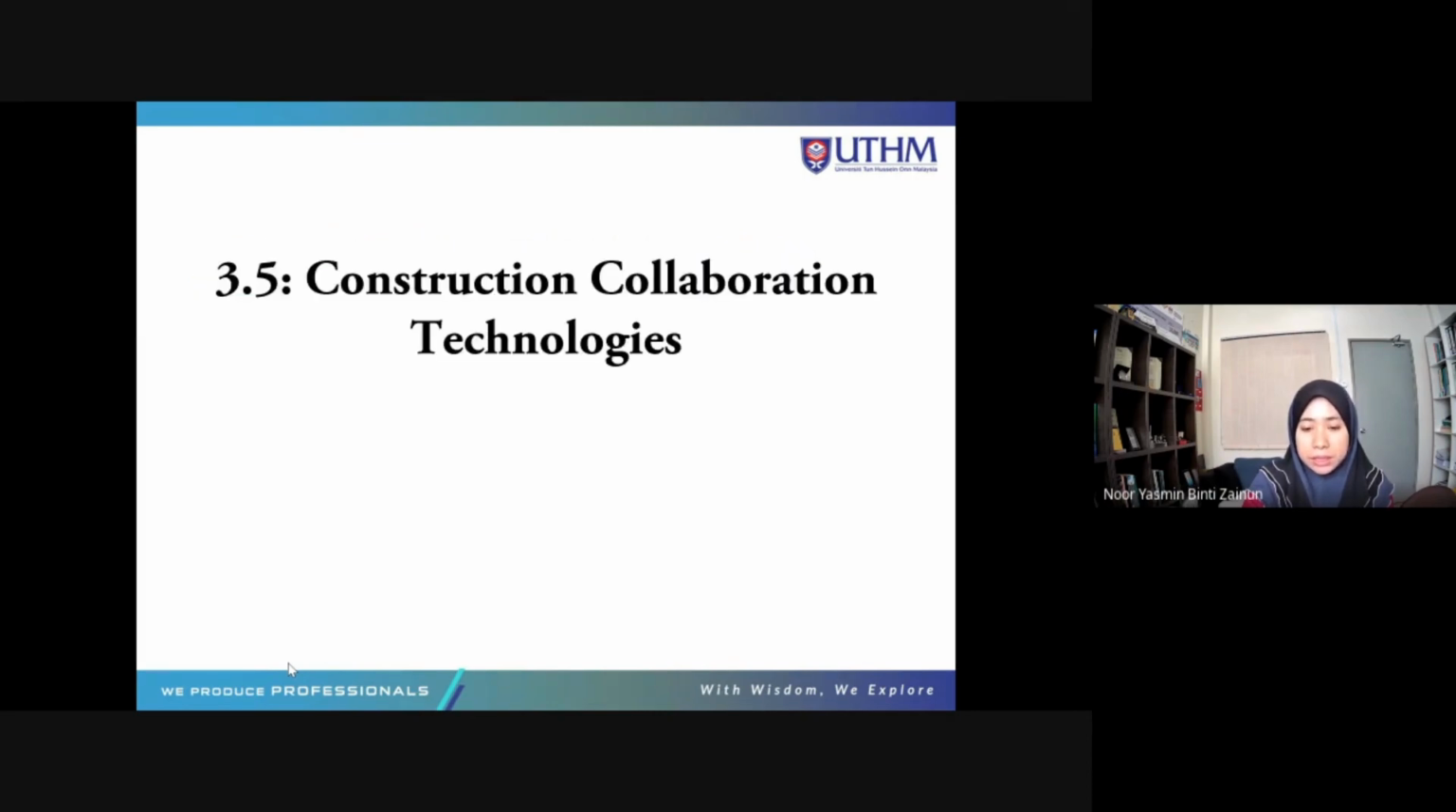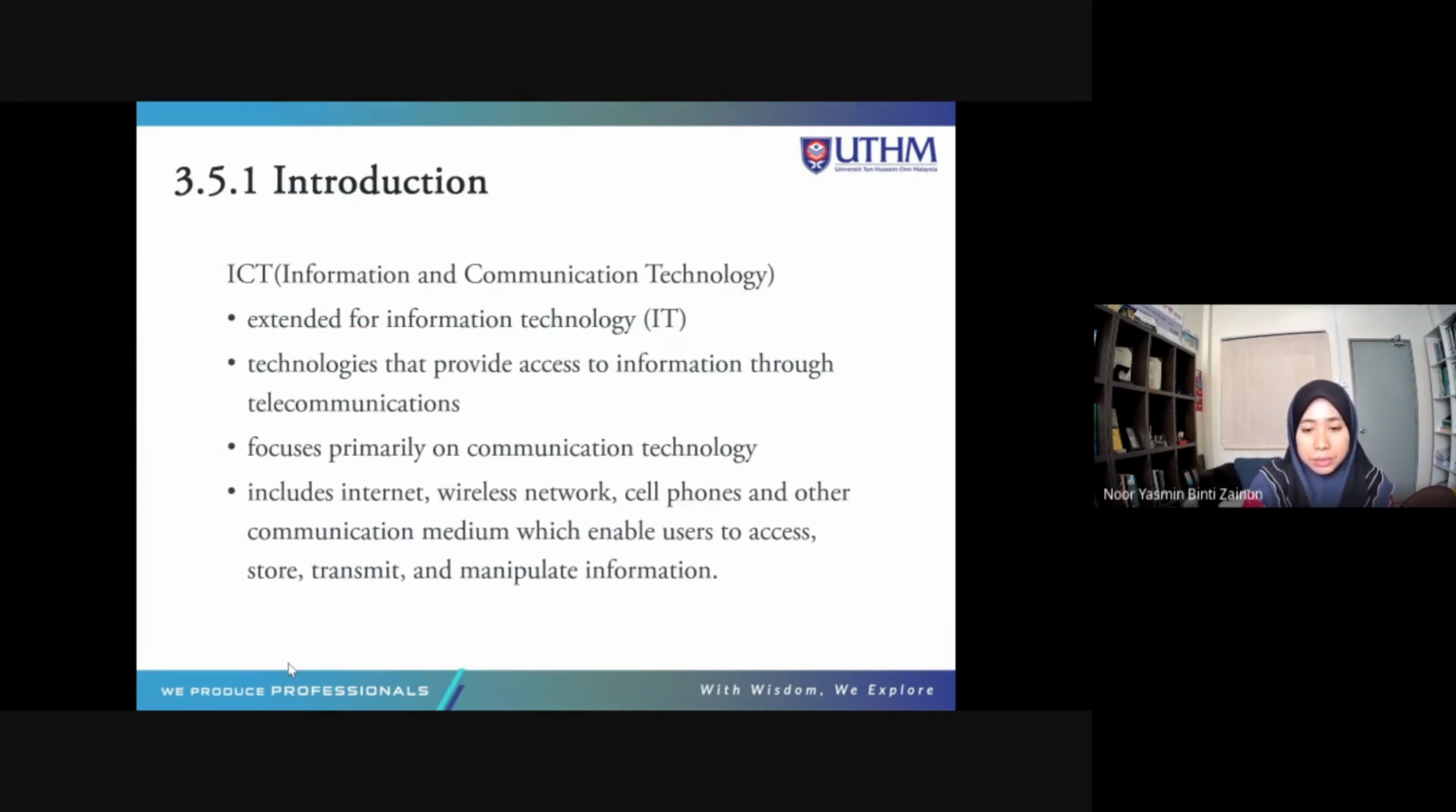Okay, construction collaboration technologies. We have this actually, the extended information technology, technologies that provide access to information through telecommunications, focus primarily on communication technology. It includes internet, wireless network, cell phones, and other communication medium which enable users to access, store, transmit, and manipulate information.